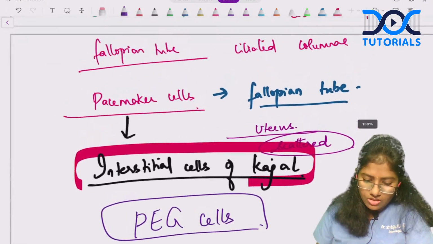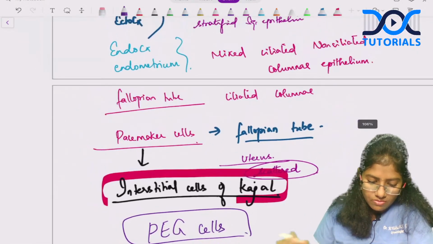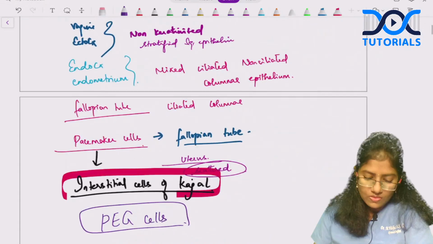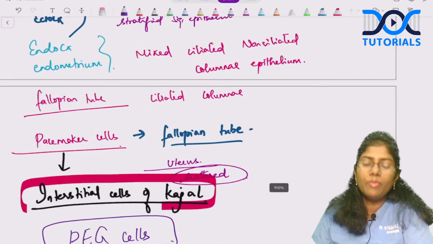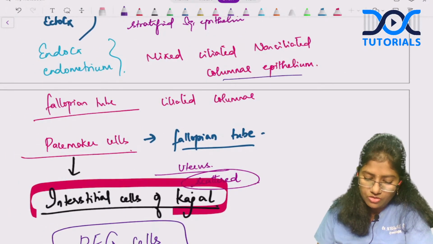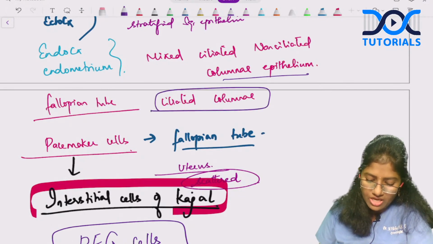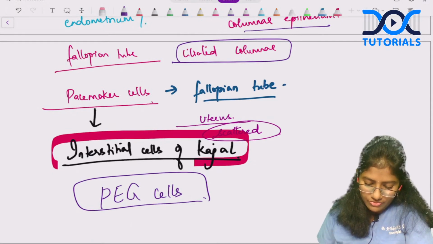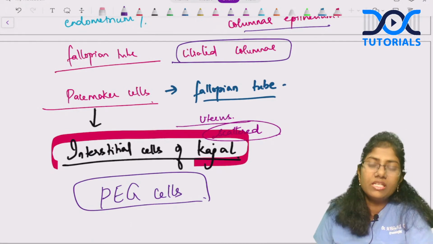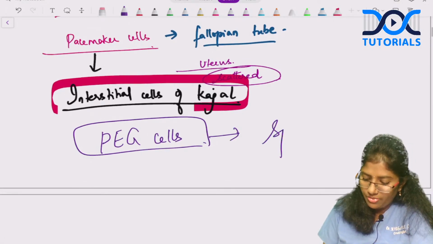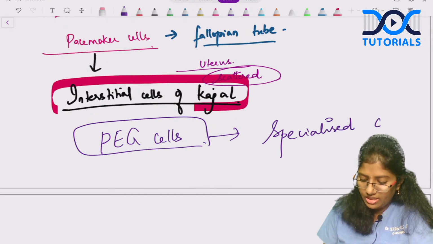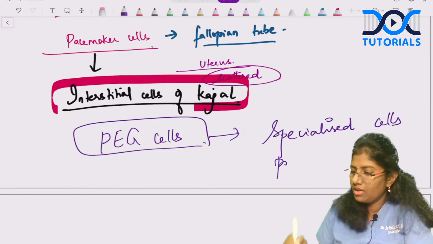So, this is it. The vagina and the ectocervix are lined by non-keratinized stratified squamous epithelium. Endocervix and the endometrium are lined by mixed ciliated, non-ciliated columnar epithelium. The fallopian tube is lined by ciliated columnar epithelium. Pacemaker cells are otherwise called as interstitial cells of Kajal, and PEG cells are specialized cells present in the fallopian tube.